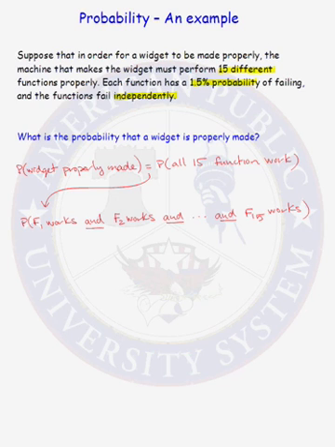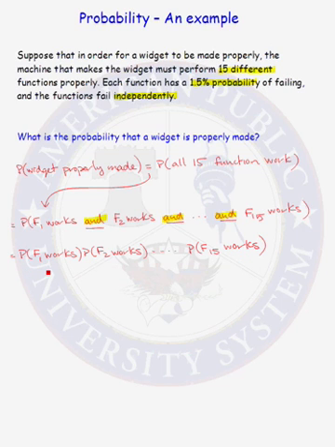Because the functions fail independently, or work independently, and we are looking for the intersection of 15 different events, because of independence, this probability equals the product of the individual probabilities. And we have that this equals the probability that the first function works properly times the probability that the second function works properly, ... times the probability that the last function works properly.